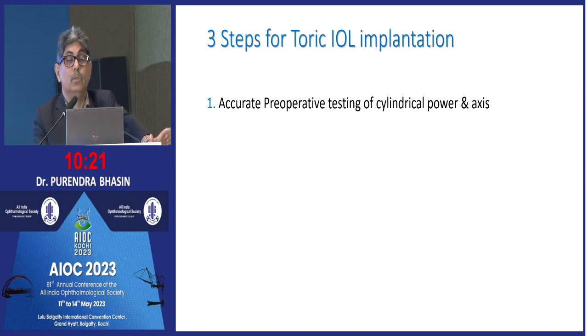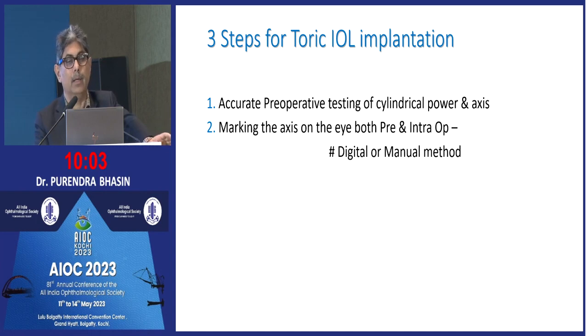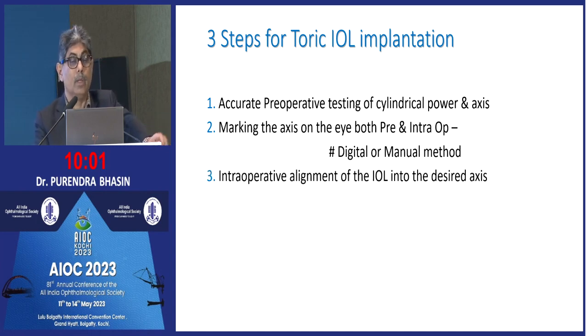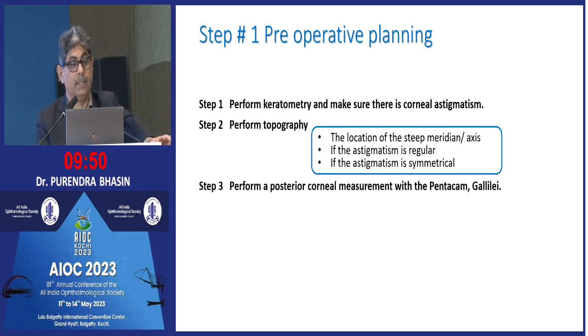So, there are three steps for toric IOL implantation. First is accurate preoperative testing of cylindrical power and its axis, then marking the axis on the eye preoperatively and intraoperatively. This could be done by a digital marker or a manual method, and then intraoperative alignment of the IOL into the desired axis. And any error in any of the steps will lead to poor results or residual astigmatism.